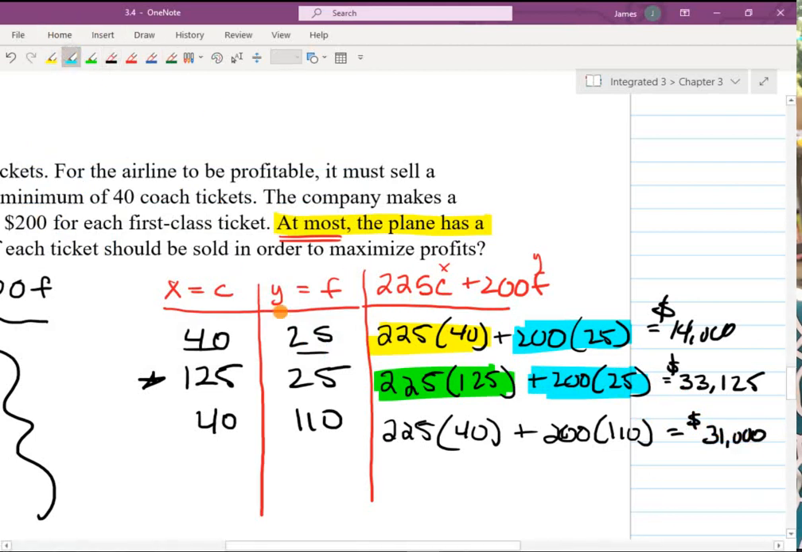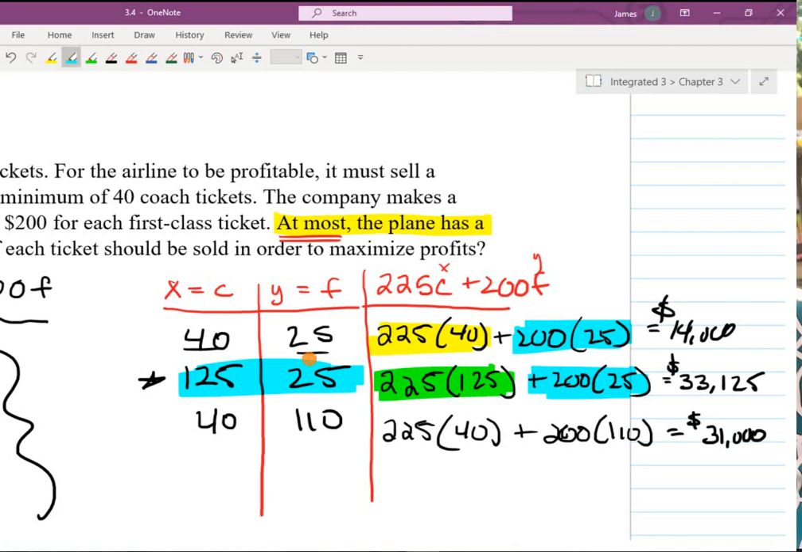So automatically it tells me that I need to sell 125 coach tickets and 25 first class tickets to maximize my profit. Okay. Now, in all practicality, if I'm actually an airline doing this, I'm going to try to employ this. But if I sell 124 and 26, I'm going to be okay with that. Does that make sense? Okay. So they get this data, but it's not necessarily data that they have to live and die by. But they're going to try to get as close to those points as possible.